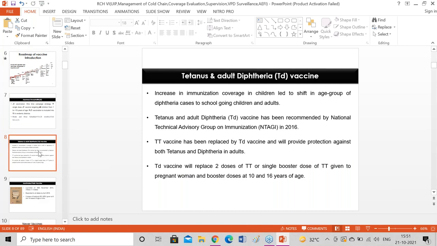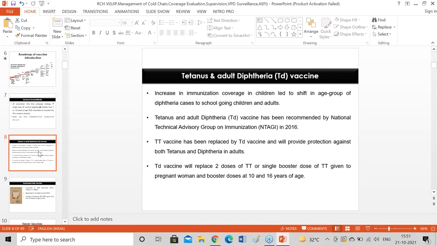Tetanus and diphtheria vaccine, the Td vaccine. Now, the increase in immunization coverage in children led to a shift in the age group of diphtheria cases to school-going children and adults. We started immunizing children against the disease, so we started seeing a surge of cases in older children and adults. Then, the tetanus and adult diphtheria vaccine, that is the Td vaccine, has been recommended by the National Technical Advisory Group on Immunization in 2016.